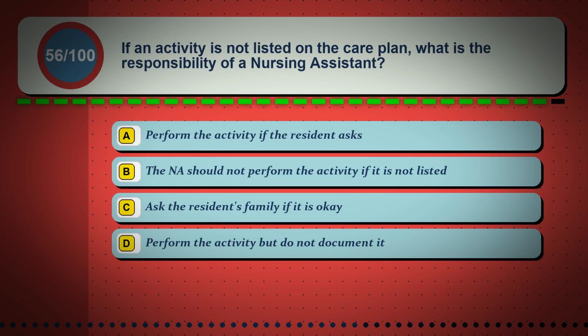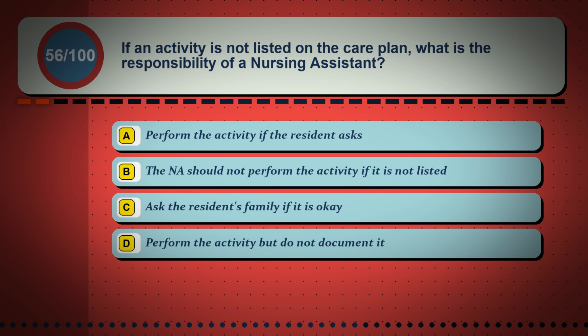Question 56. If an activity is not listed on the care plan, what is the responsibility of a nursing assistant? Option A. Perform the activity if the resident asks. Option B. The NA should not perform the activity if it is not listed. Option C. Ask the resident's family if it is okay. Option D. Perform the activity but do not document it.